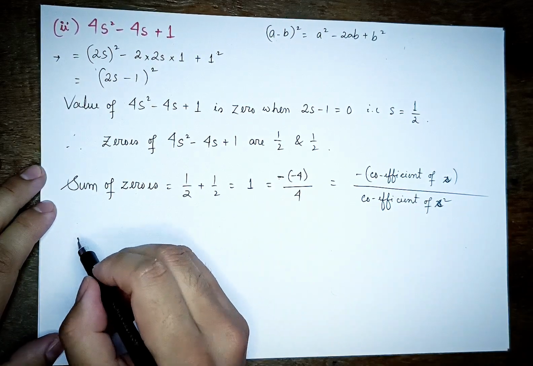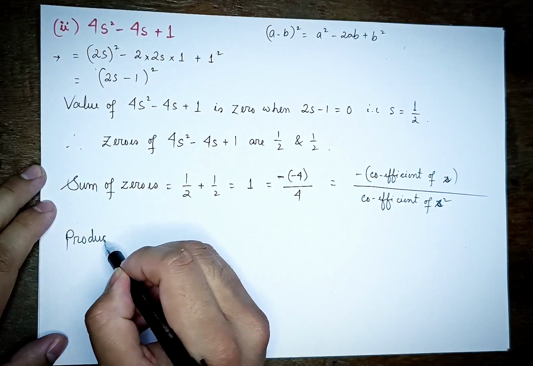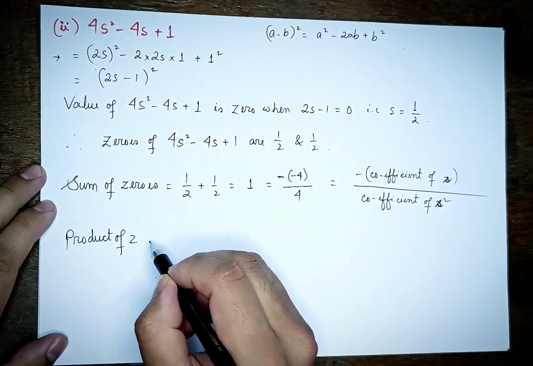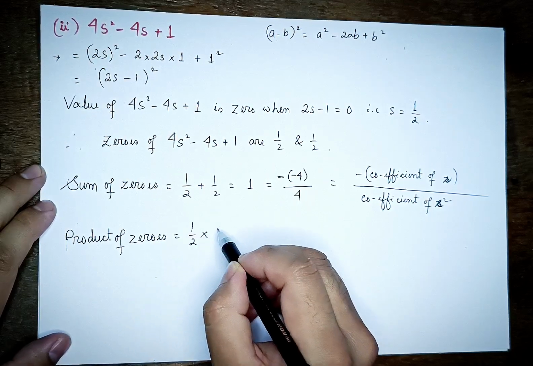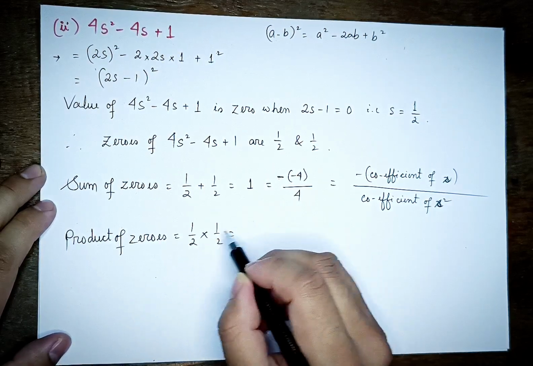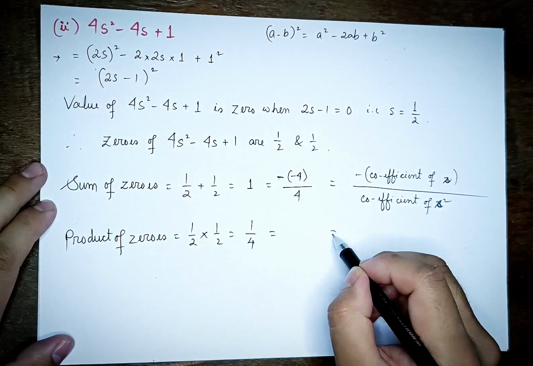Now let's prove it for the product of zeros. Product of zeros is equal to 1 by 2 into 1 by 2, which gives 1 by 4. Leave a blank here and write.